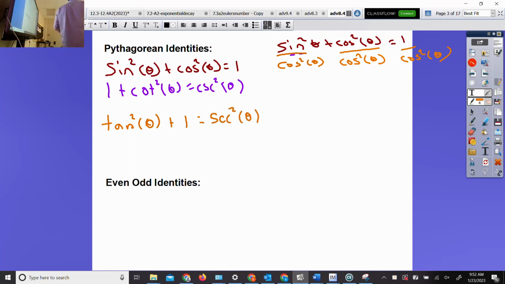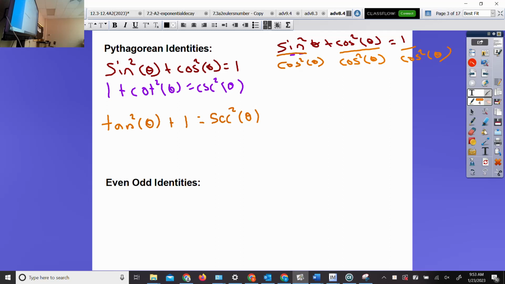Oh wait, there's more. There's always more. You did 1 over cosecant. Did you do that? Did you flip your number out? Nothing's wrong. 1 over cosine squared is secant squared. If you look at your previous slide, you have 1 over cosine being secant.